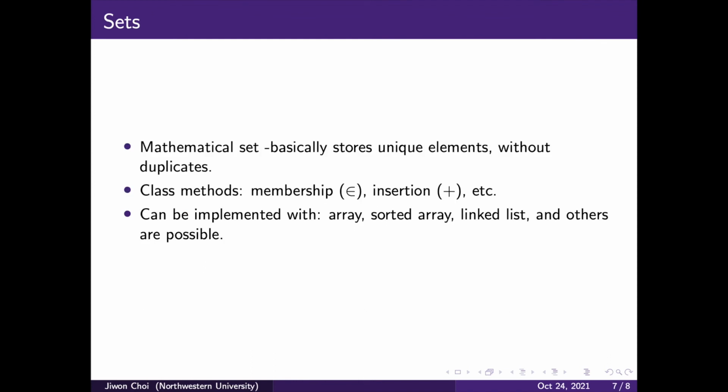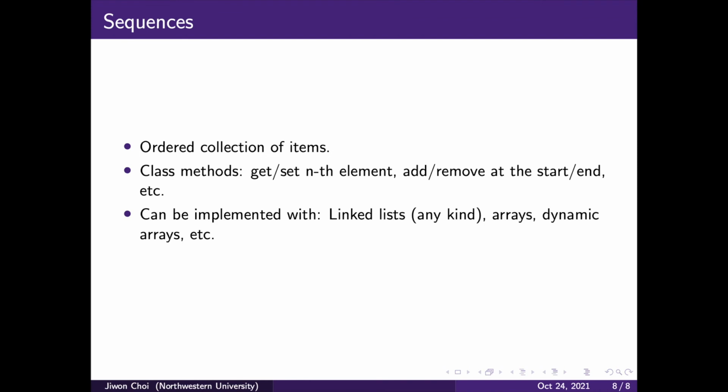And yeah, these are other ADTs. This is sets. It's a mathematical set, which basically stores unique elements without duplicates. The methods can be membership, like whether an element is part of it or not, an insertion method, and so on. It can also be implemented with different data structures like array, sorted array, linked list, and others. Sequences are an ordered collection of items. Class methods can be get or set the nth element, add, or remove at the start or end, and so on. It can also be implemented with various data structures like linked lists, arrays, dynamic arrays, and so on.